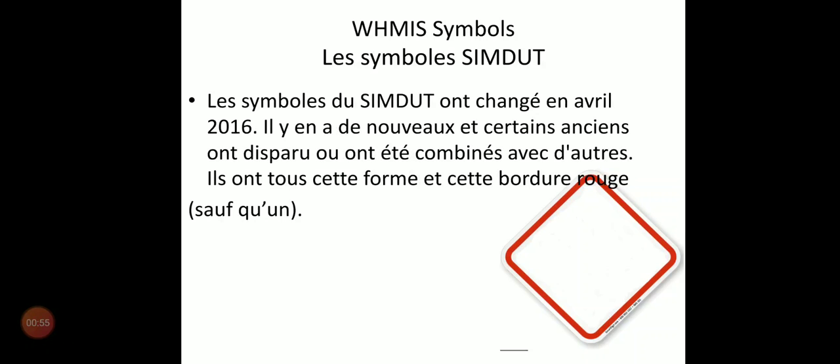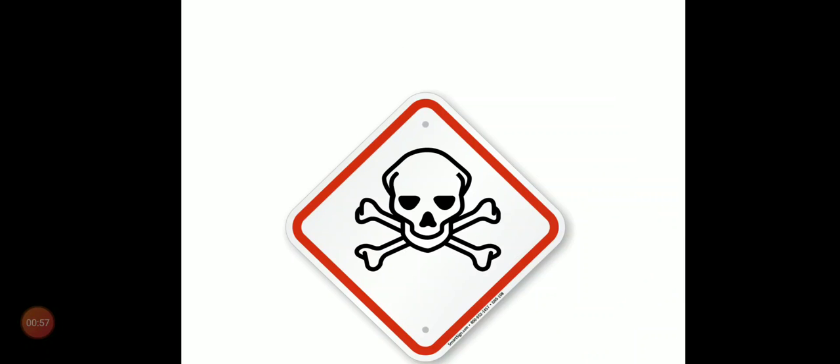So the first symbol we're going to take a look at is this skull and crossbones. Most people are familiar with this and know that it means poisonous materials. Poisonous materials such as pesticides are things that affect you negatively, usually over time.